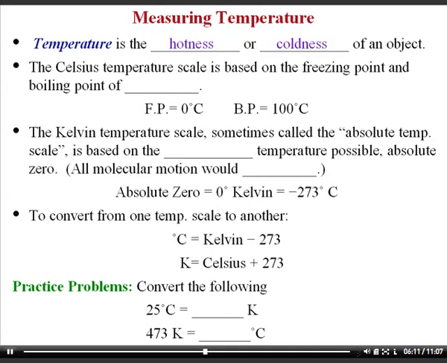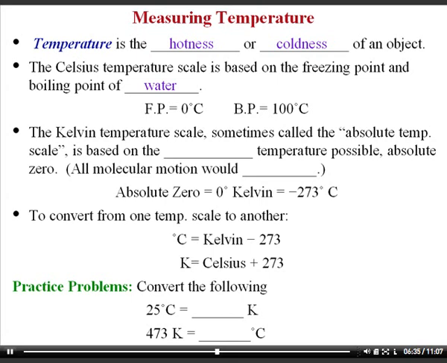Now, the Celsius temperature scale was developed by some dead white guy. We don't discuss the names of the people that invented the temperature scales too much. You don't have to know them on a test or anything. But anyway, the Celsius temperature scale is based on the freezing point and boiling point of water, a wonderful standard to use. So the freezing point was designated as 0 degrees Celsius, and the boiling point is designated at 100 degrees Celsius, and you make your thermometer that way.